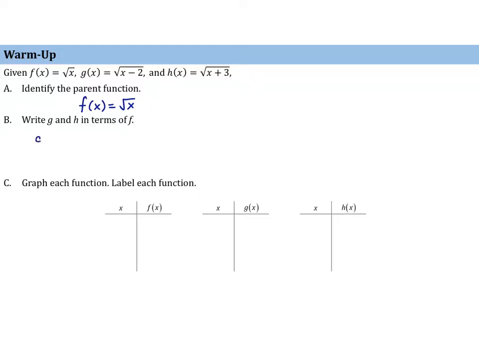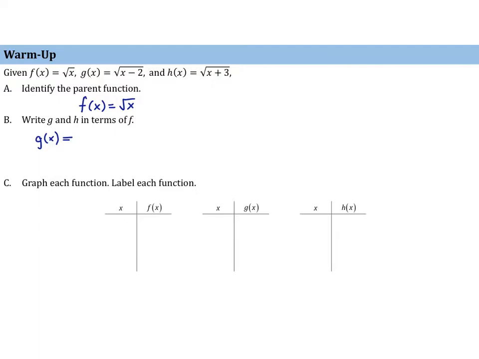So g of x equals, and what this means is if we look at f, our parent function, f says to do what to our input? Well, let's say that we put in 9. F of 9 means we're going to take the square root of 9. So f simply means take the square root. That's what this function's name is. So we're going to take the square root of the input.